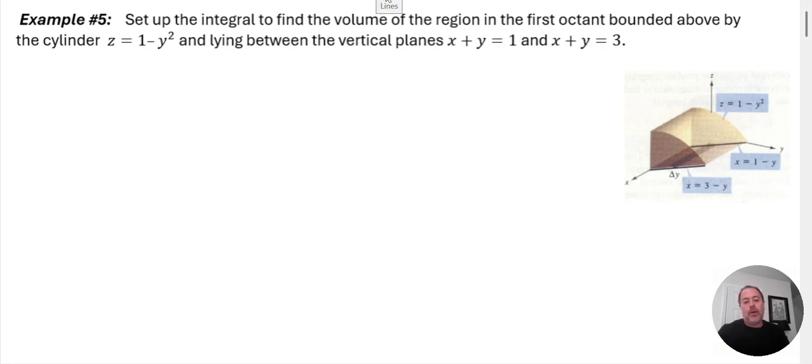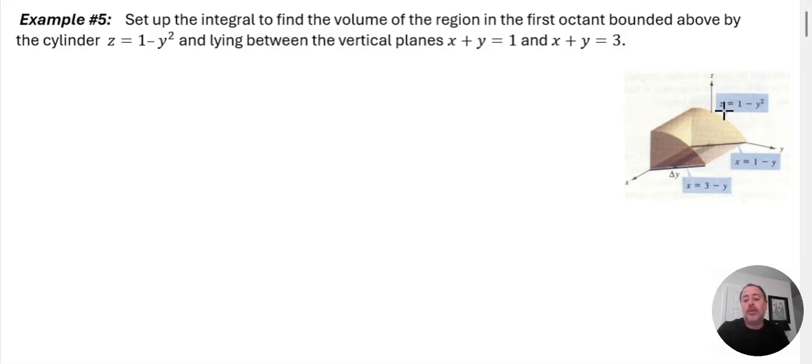Hi guys, welcome back. We are continuing our conversation with triple integrals, and the example in front of you here is to set up the integral to find the volume of the region in the first octant, bounded above by the cylinder z equals 1 minus y squared, and lying between the vertical planes x plus y equals 1 and x plus y equals 3.